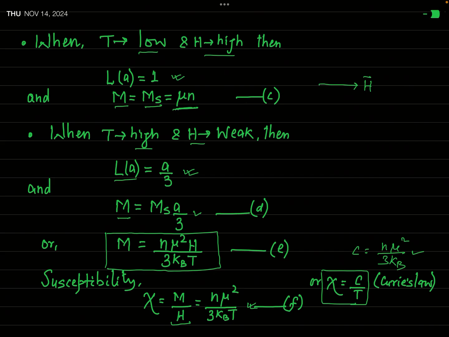So Langevin theory actually predicts this Curie's law, or you can say that Langevin theory supports Curie's law, or Langevin theory is in accordance with Curie's law. So from Langevin theory we conclude that the magnetic susceptibility varies inversely with absolute temperature T.